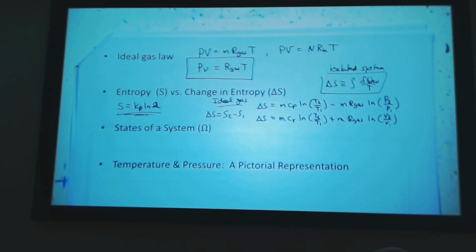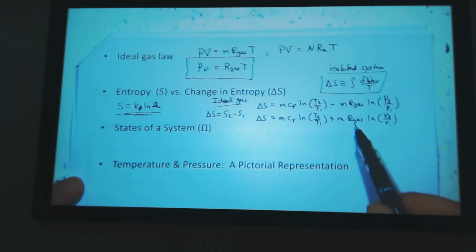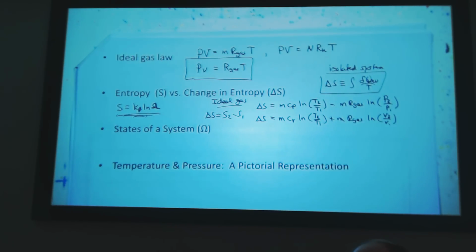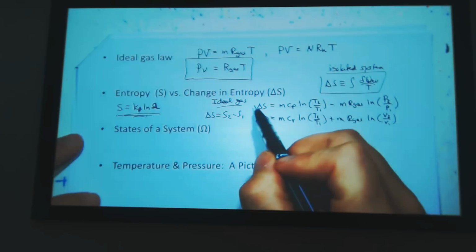Say I double the volume. So natural log of 2, I can't remember what it is. It's like 0.7 or something like that. But so that number times the gas constant times the mass tells me the change in entropy of my gas when I expanded it at constant temperature. So these are just two expressions.